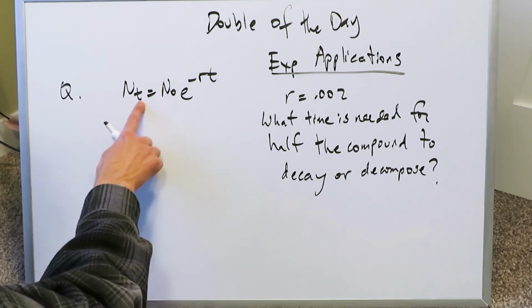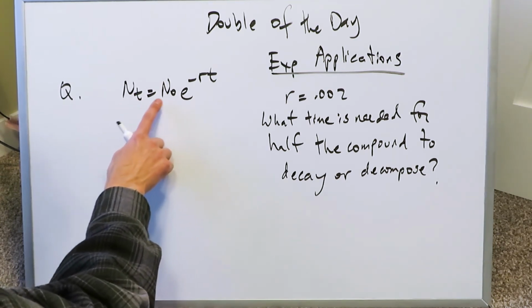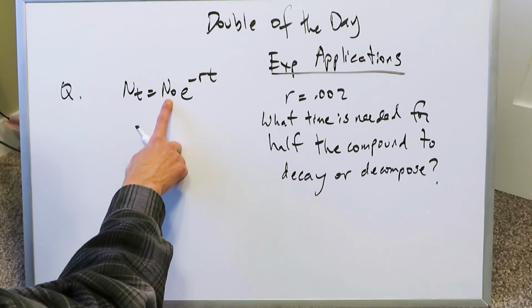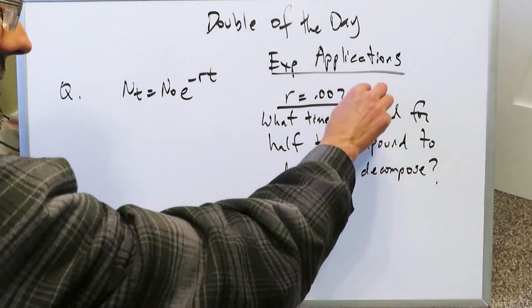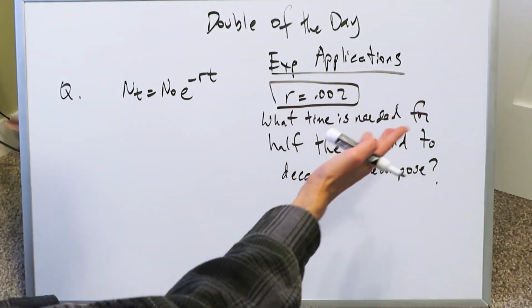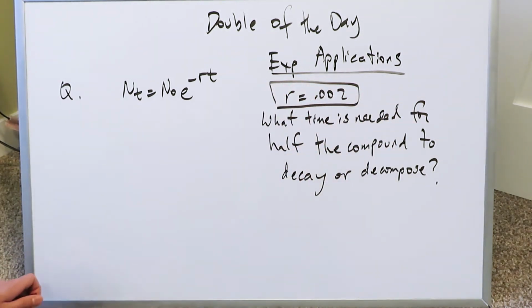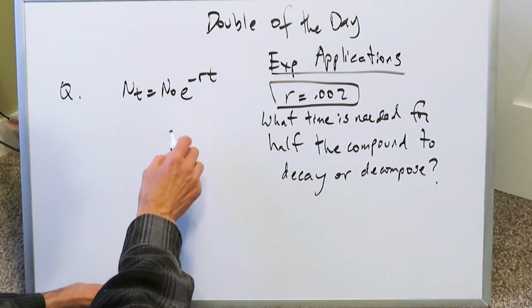The amount or the number of atoms at time t, N(t), is equal to the amount at time initial, or 0, N0, times e to the minus rt. If our rate here is equal to 0.002, whatever that means, what time is needed for half the compound to decay or to decompose? Now how do you set this up algebraically?